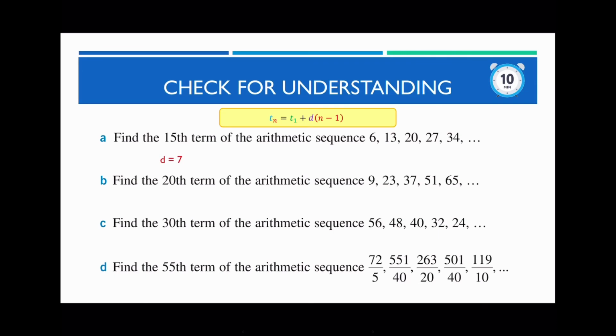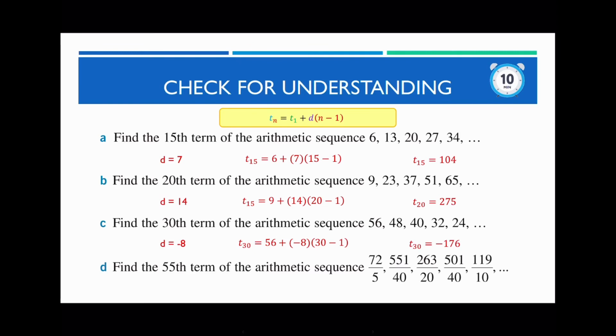For the first question over here, the common difference is going to increase by +7. Put it into the formula, you're going to get an answer of 104. For the next one, it goes up by 14, and your answer in this case is going to be 275 for the 20th term. The third one, the common difference goes down by -8, and therefore the 30th term is going to be equal to -176. And for the last one, this is going to be a bit more complicated, not really, because you're doing it all in the calculator. But if you do this successfully, then you should get an answer of negative 387 over 20. All right, moving on.